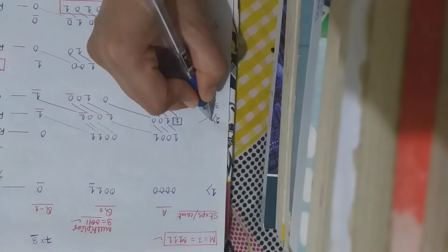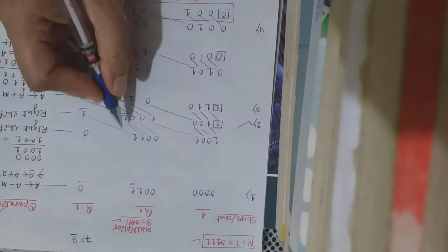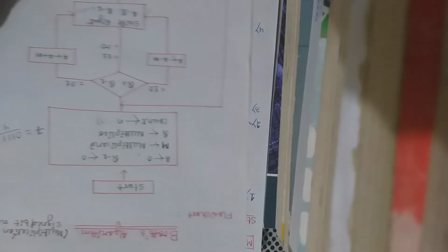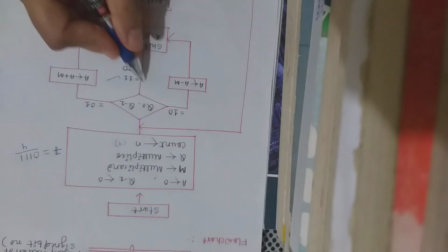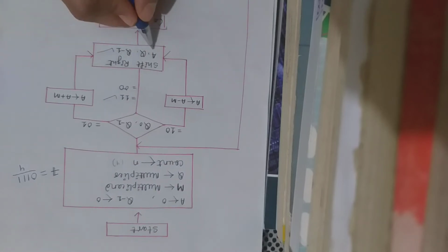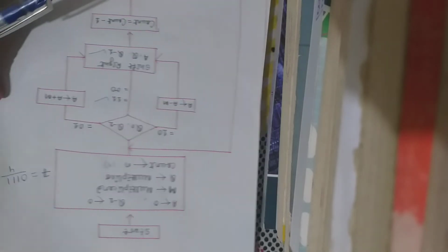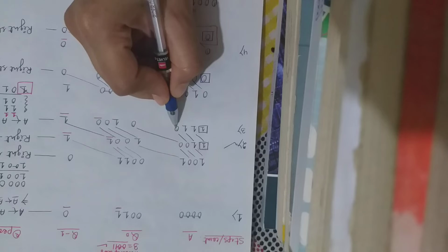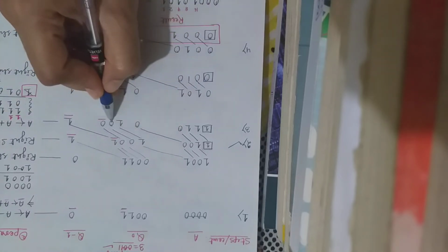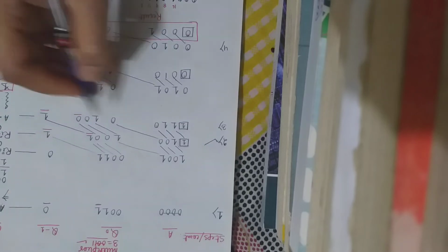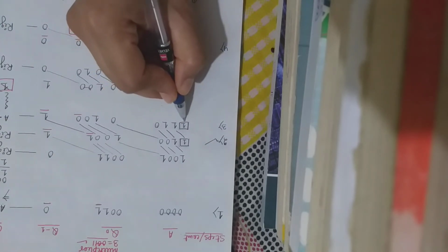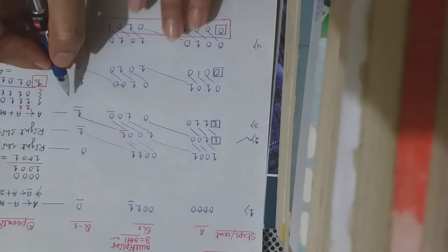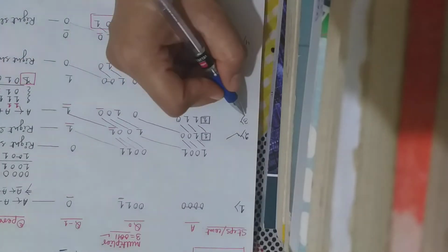This is step number 2. Here also we have to check the Q naught and Q minus 1 values: 1 and 1. If our value is 1 1, what happens? Directly we have to shift the registers A, Q and Q minus 1. Then right shift 1 1 0 0 1 0 0 and the final one, and this blank will be filled with 1. Right shifted. Okay.